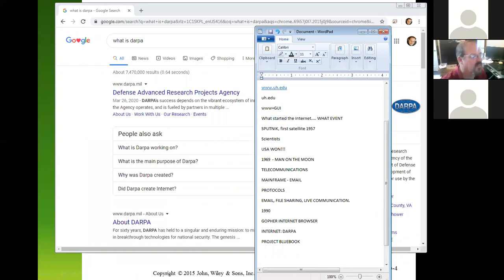So one thing that DARPA did was develop the protocols and develop the communication, and all the money came from the Defense Advanced Research Projects Agency. So the internet was originally called the DARPANet. That's the original name of the internet, DARPANet.